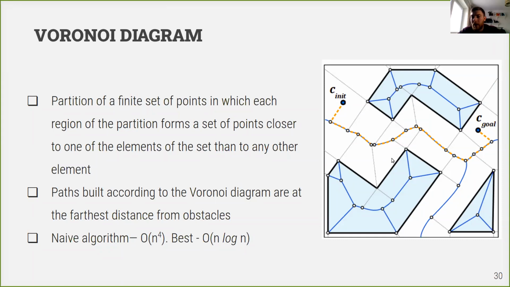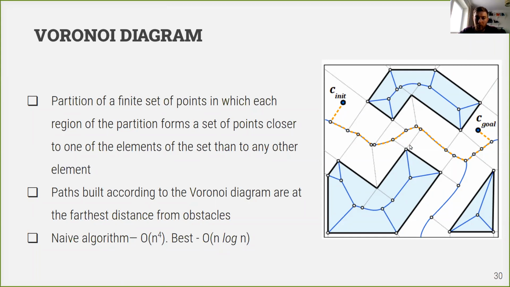And this is a really good property, because in our path planning algorithms, we usually want to consider several things. We want our path to be the shortest one, of course, because we want to travel as fast as possible. And we also want it to be the safest one.